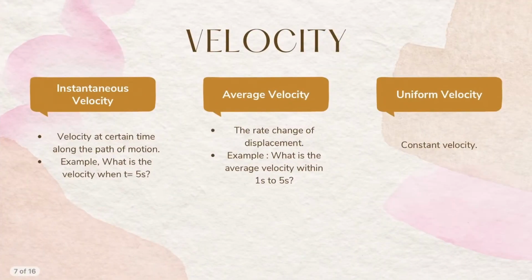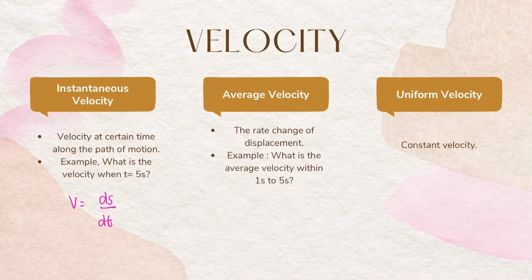For velocity we have three terms. They will be used. First is instantaneous velocity, average velocity, and also uniform velocity. So instantaneous velocity ni, how do we know? So it's a velocity at a certain time along the path of motion. So kalau dekat sini instantaneous velocity ni, kita boleh juga cakap as V equal to ds over dt. We got to differentiate the displacement equation. There are several equation example in the lecture notes.